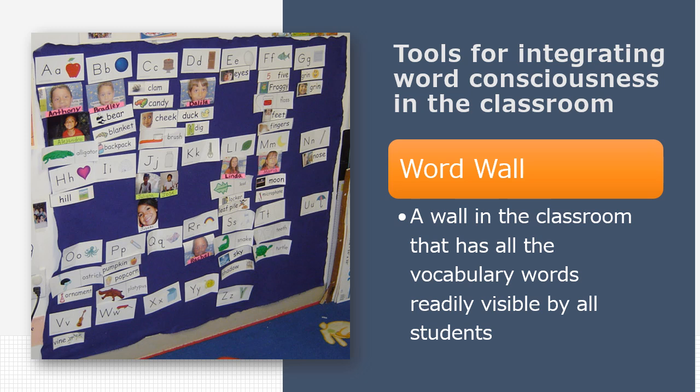So a word wall technically is just a wall in the classroom that has all the vocabulary words readily visible to all children. You can see them in content area classes, where they're organized thematically based on the words on that subject. They can be used for poetry units to inspire and encourage children to incorporate these words into their writing. So word walls are tools of making kids more conscious of words and drawing their attention to specific words.